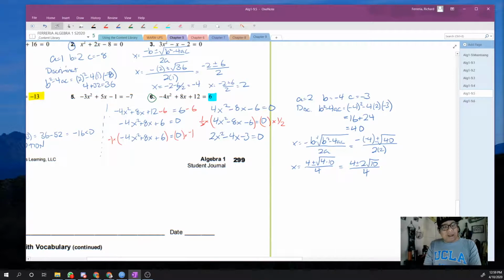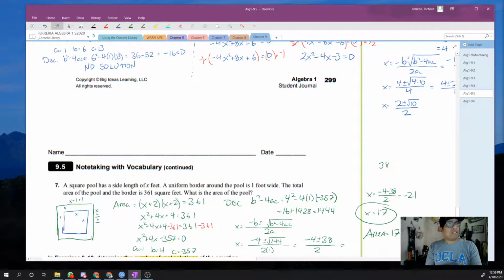And then the next thing I noticed is 4, 2, and 2 are all divisible by 2. So I'm just going to divide everything by 2. And I get 2 plus or minus root 10 over 2. That is actually the answer. There's no more dividing to do. The square root of 10 is not an integer. It's what we would call irrational.